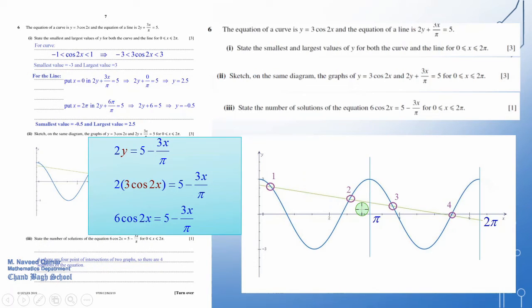In the last part, we have to find the number of solutions of the equation. The number of solutions is equal to the number of intersections of the 2 graphs. Here we can see that there are 4 intersections. Hence, the equation has 4 solutions.